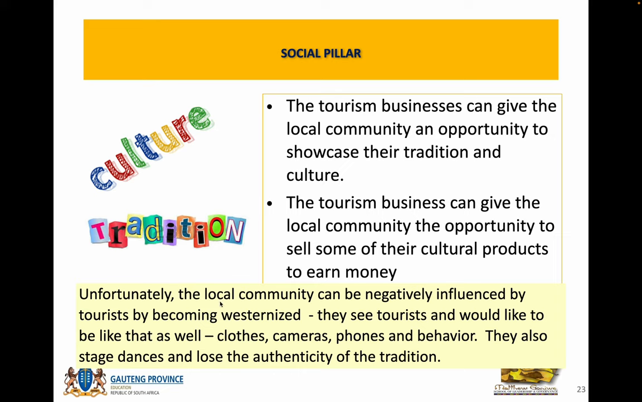Unfortunately, the local community can be negatively influenced by tourists by becoming westernized. They see tourists and would like to be like that as well, in terms of clothes, cameras, phones, and behavior. So some people in the community would love to be like those people coming from abroad. They would want to wear similar clothes, want phones and cameras, and also behave the same way.